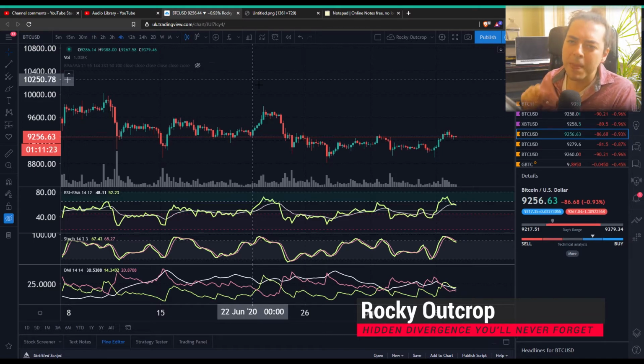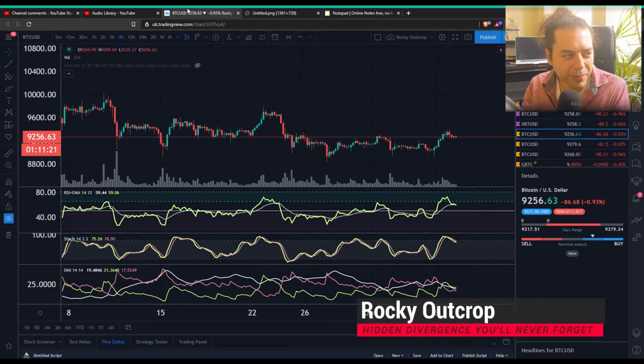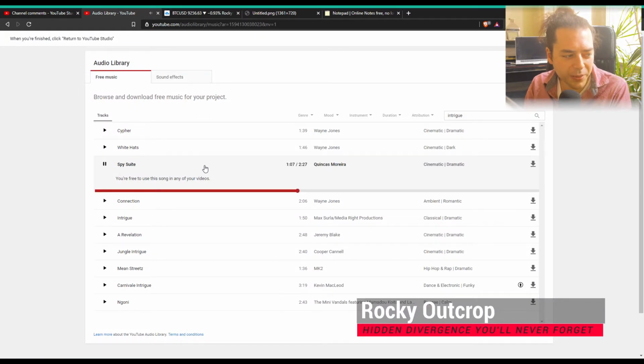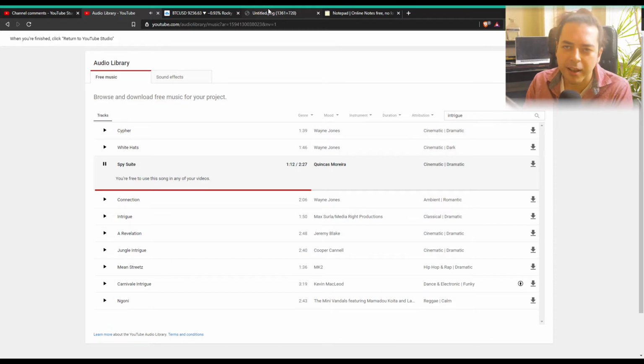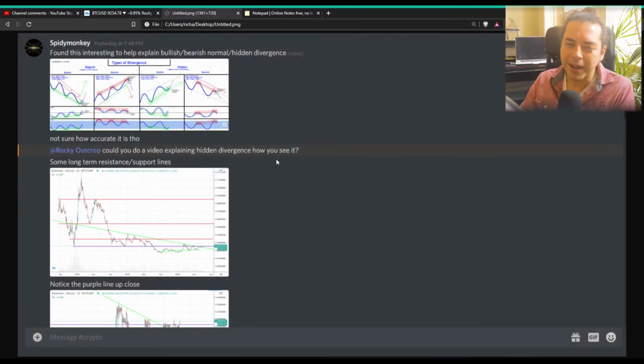Talking about the sound of things though, and because this is called hidden divergence, I think I should put on a wee touch of the old background music for this one. Because we're going to be super spies here and figure out how to identify hidden divergence. That was a bit fun, but enough of that.